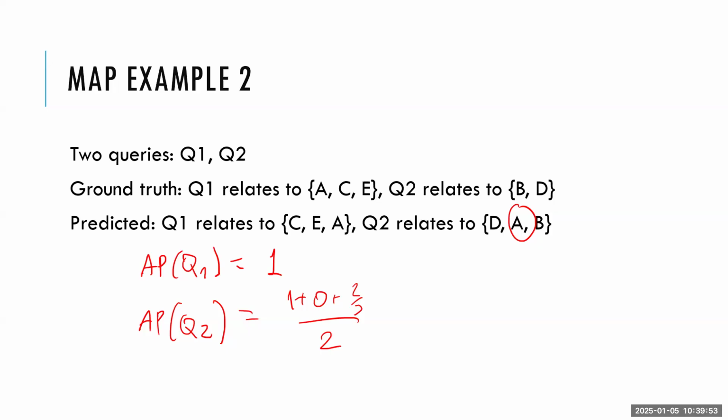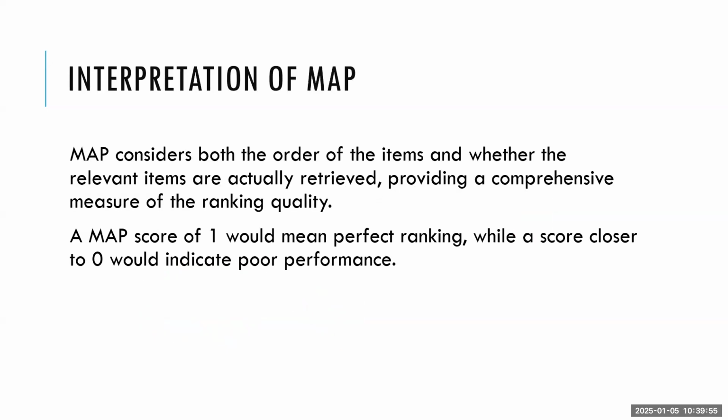The next one is, okay, the interpretation of MAP, right? MAP considers the order of the items, and whether the relevant items are actually retrieved, providing a comprehensive measure, right? So a MAP score of 1 would be a perfect ranking, and a score closer to 0 would indicate poor performance.